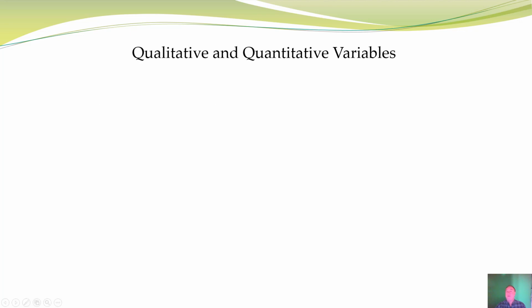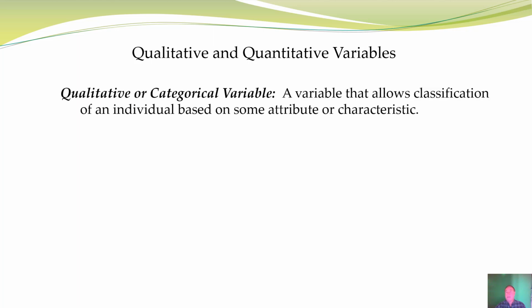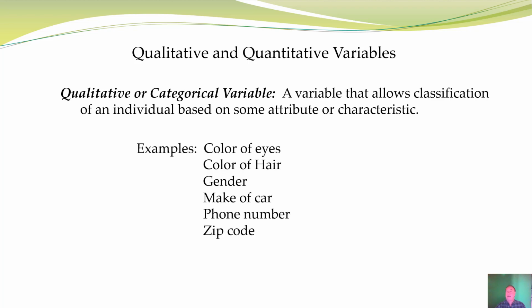Now, we have two types of variables here, qualitative and quantitative. A qualitative or categorical variable. This is a variable that allows classification of an individual based on some attribute or characteristic. Some examples would be color of eyes, color of hair, gender, make of car, phone number, zip code.